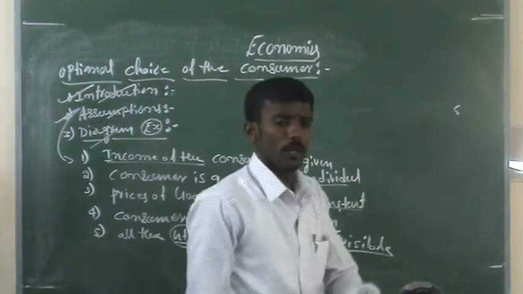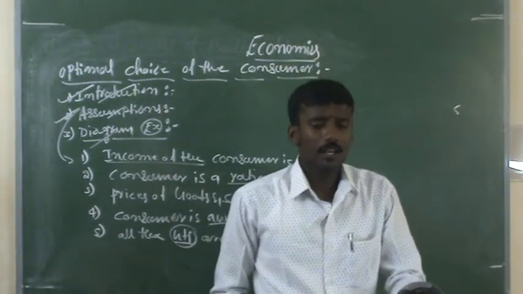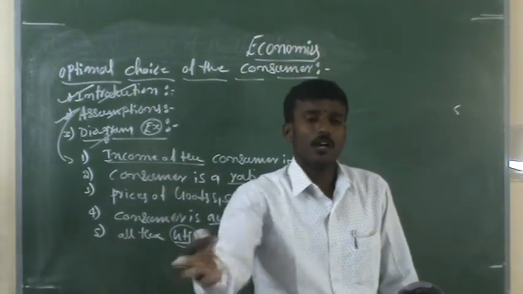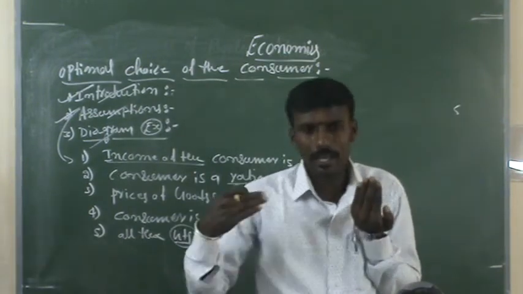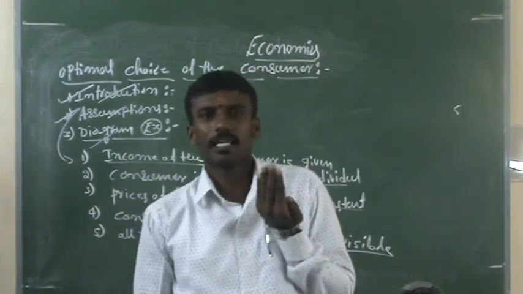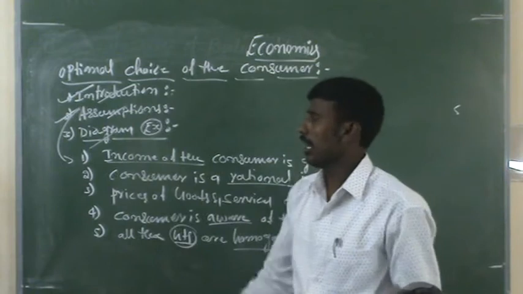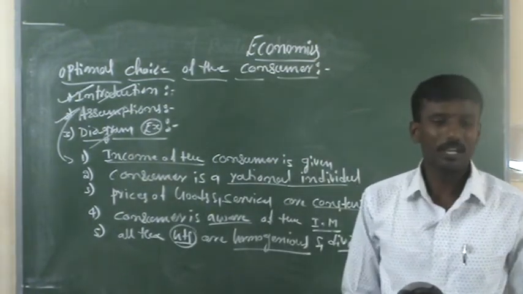Instead of 1 mango we are going to sacrifice 2 bananas. Instead of one banana, we are going to sacrifice one apple, one mango, like that. If we want to get more of one thing, we can sacrifice another, we call it sacrifice. So this is the fifth assumption of optimal choice of the consumer.